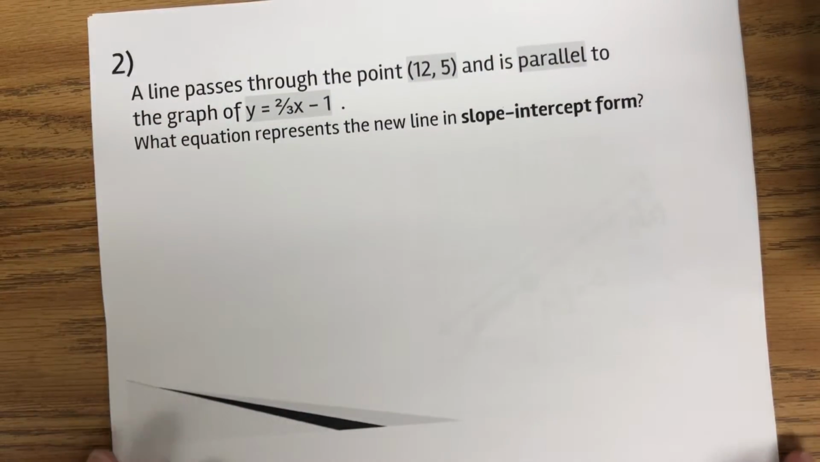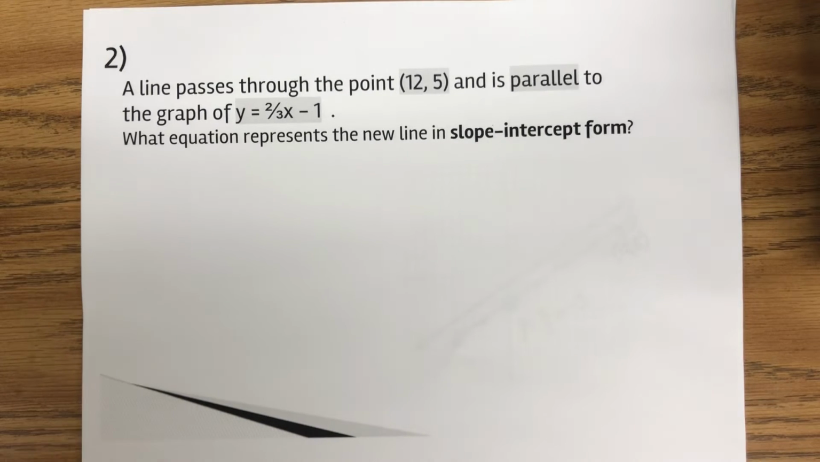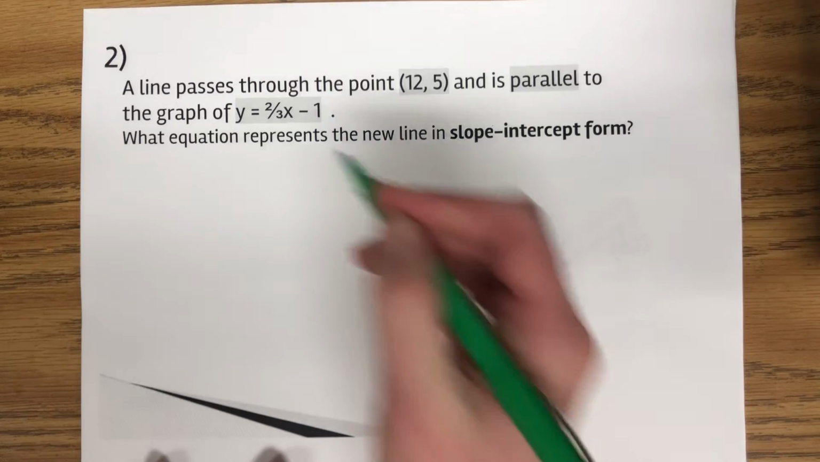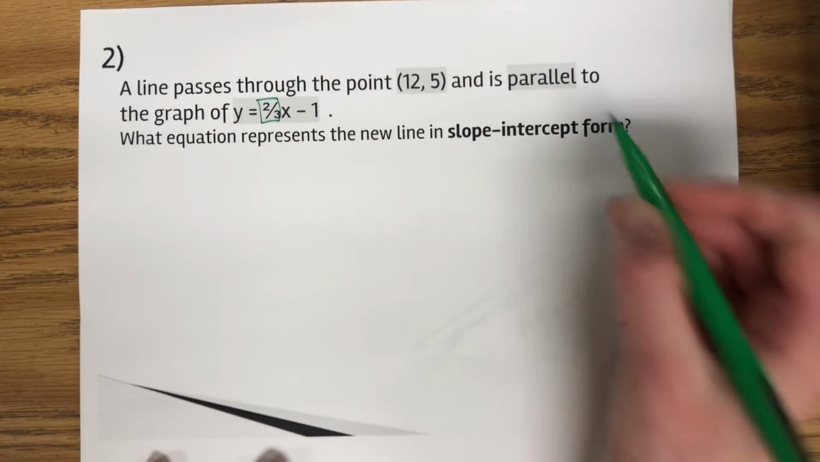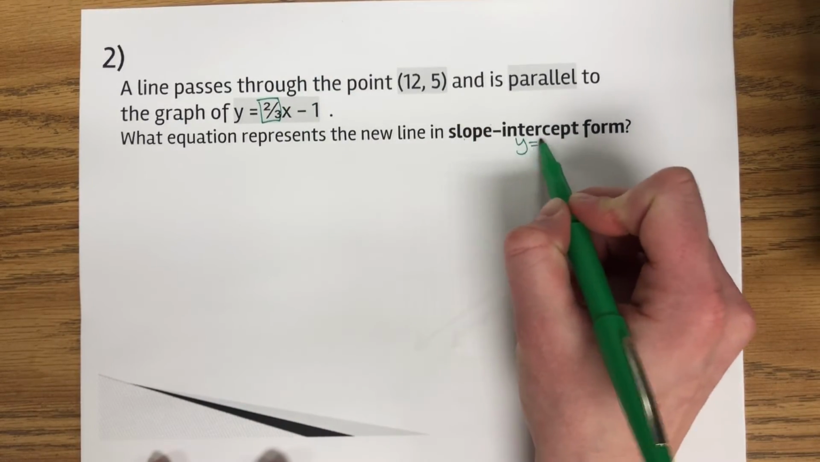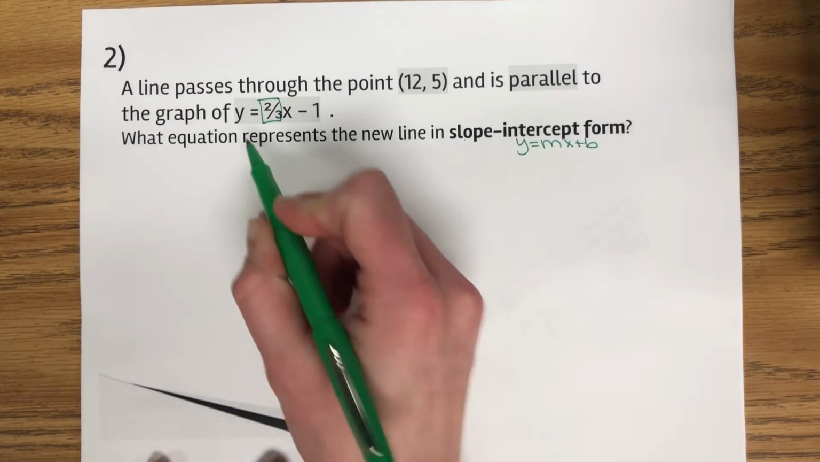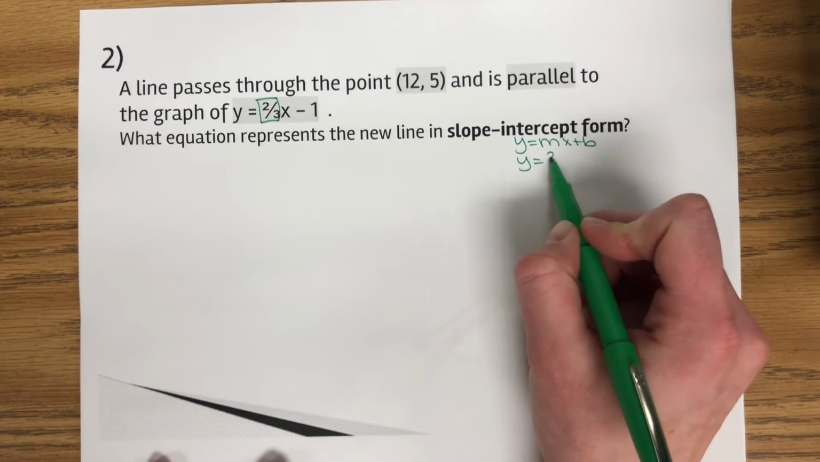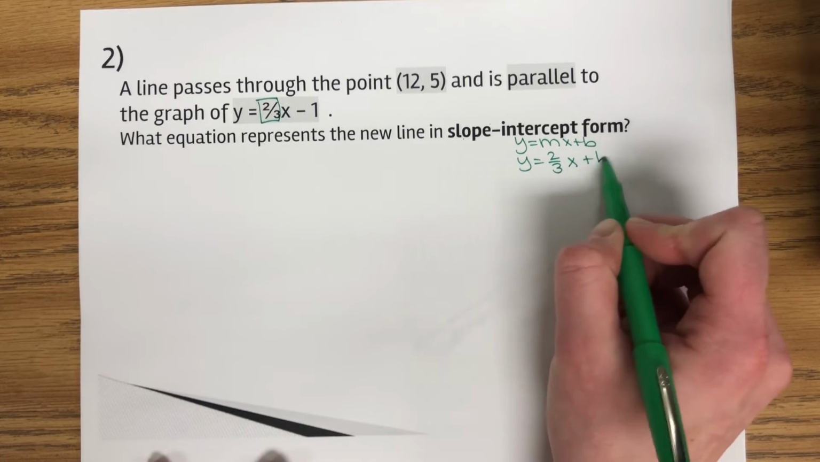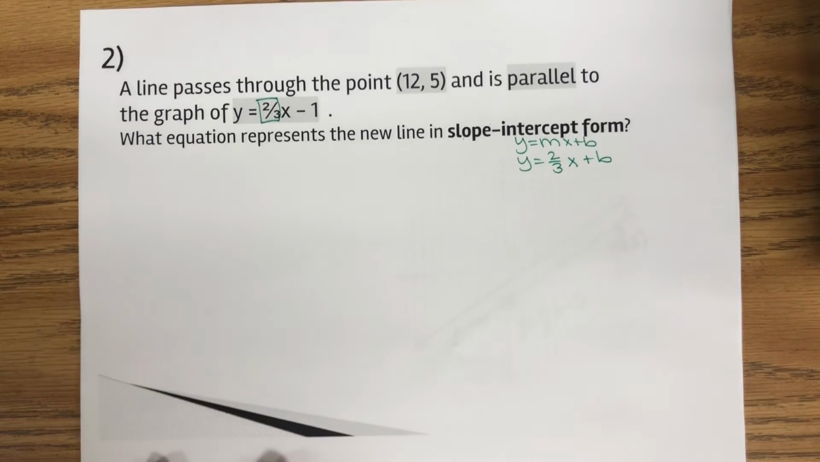Problem number 2. A line passes through the point 12, 5 and is parallel to the graph of y equals 2/3 x minus 1. Write the equation, or what equation represents the new line in slope-intercept form. Okay, so first thing, recognizing this is our slope. So when we're writing in slope-intercept form, which is y equals mx plus b, we're going to have that same slope of 2/3. Okay, so we're almost halfway done with our problem.